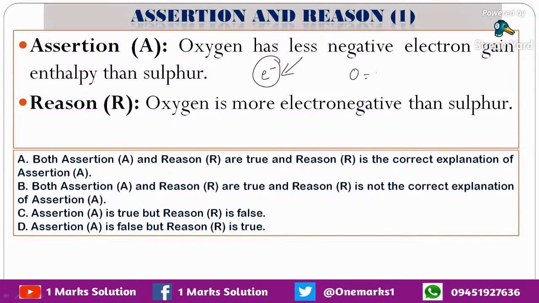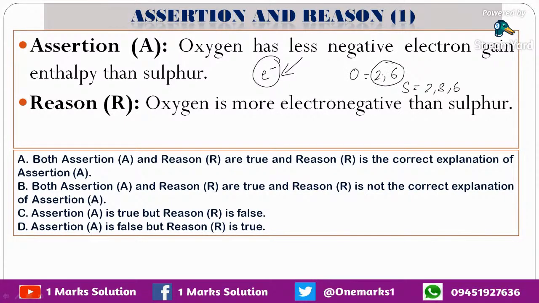If you look at oxygen, it is 2,6. If you look at sulfur, it is 2,8,6. So there is a difference, right? Now, the reason here says that oxygen is more electronegative than sulfur. That's absolutely correct. There is no doubt about it. And oxygen also has less negative electron gain enthalpy, because you see, it has only 2 shells.